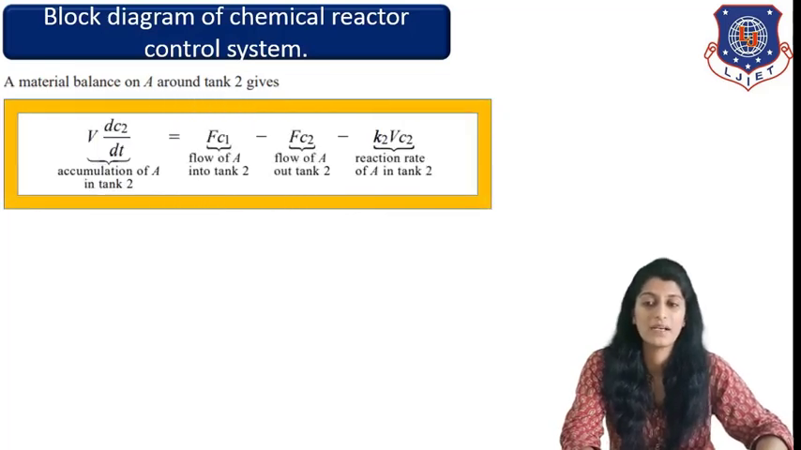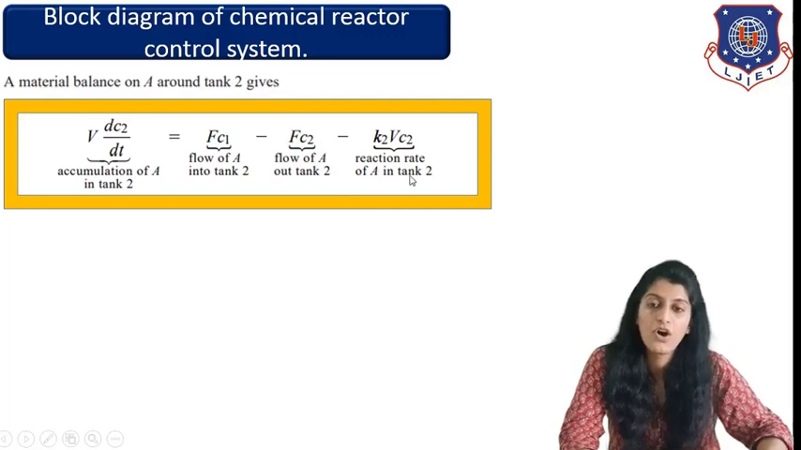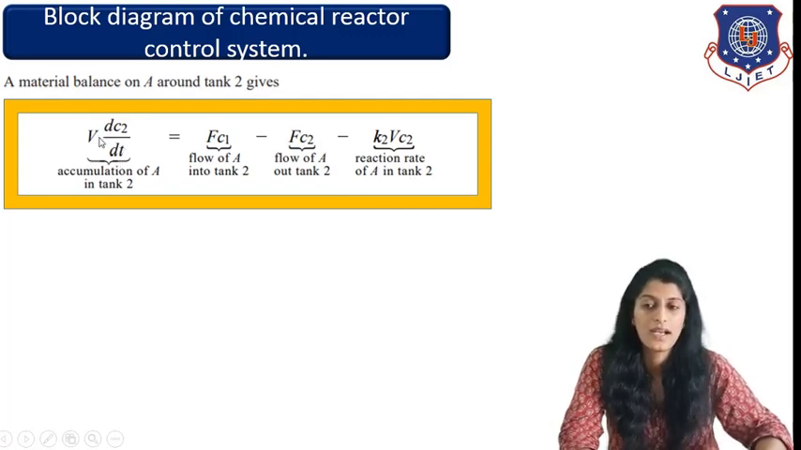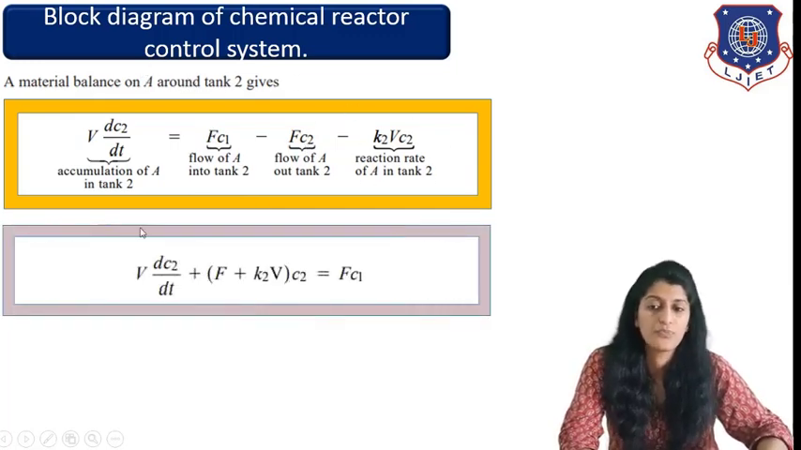Now taking tank number 2, it will be V dC2 by dt equals FC1 minus FC2 minus K2 into VC2. This is accumulation, this is inlet from tank 1, this is outlet from tank 2, and this is basically the reaction in tank number 2. Sorry, right. So this is for tank number 2: accumulation for tank 2, inlet for tank 2, flow rate for tank 2 and rate of reaction for tank number 2.